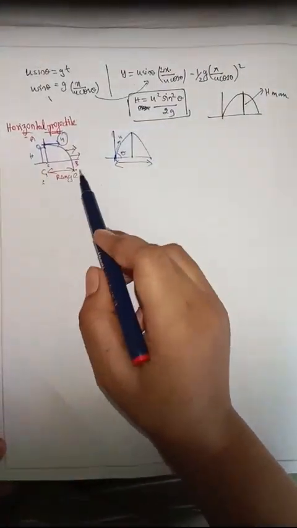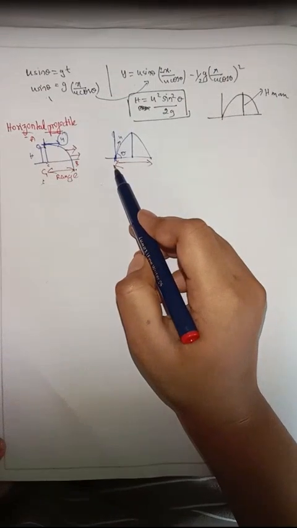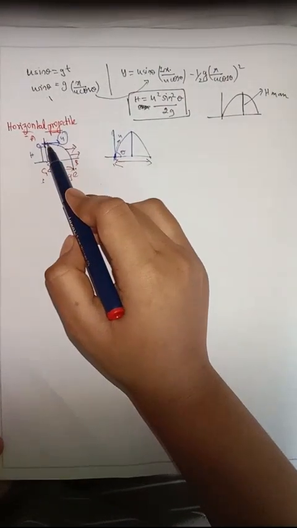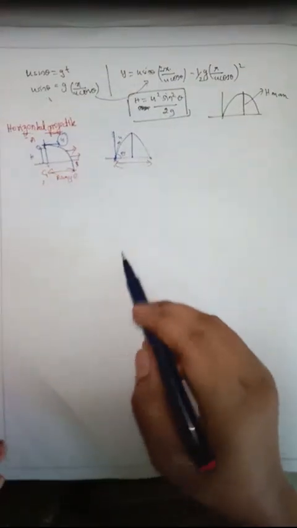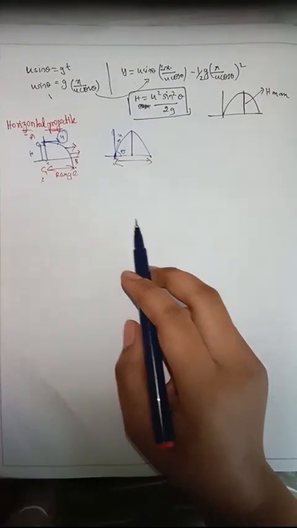There are two differences between the points of projection. Here the point of projection is from the ground level. Here the point of projection is from a height h. These are the two differences. Without any delay, we can go.